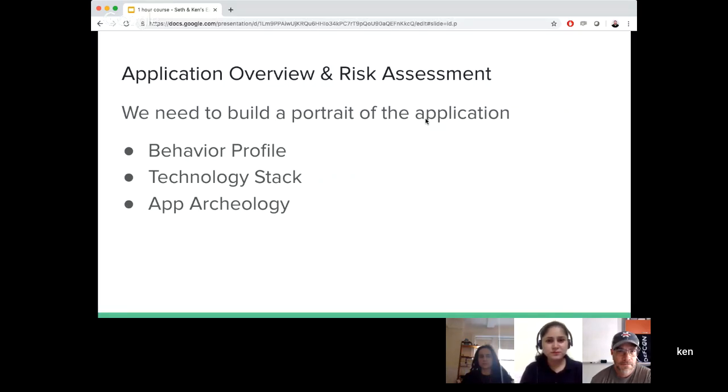These are some fairly obvious things, and we have a checklist which we're going to show you that allows you to go through and say, all right, this is the kind of behavior that we're looking for and talking about, that we're trying to identify. Same thing for technology stack and app archaeology.